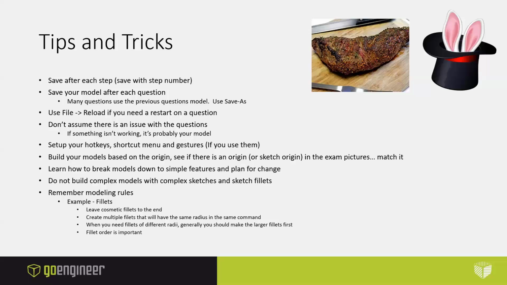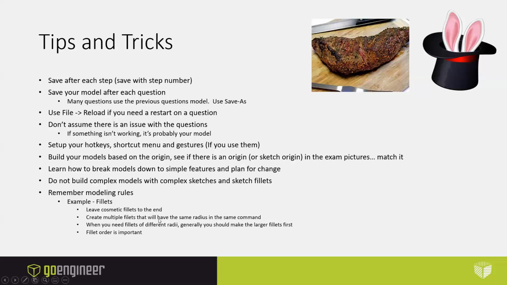And don't forget your modeling rules. This is where the Essentials class comes in. I actually pulled this out of the Essentials manual. This is just an example. The rules for fillets: leave your cosmetic fillets to the end. Build all your bosses, add all your cuts, then add your fillets and chamfers.